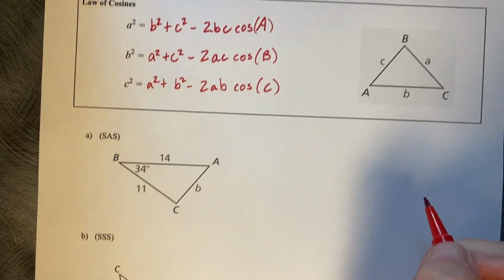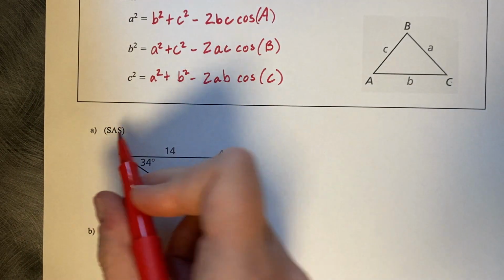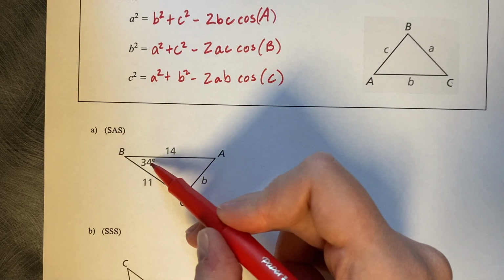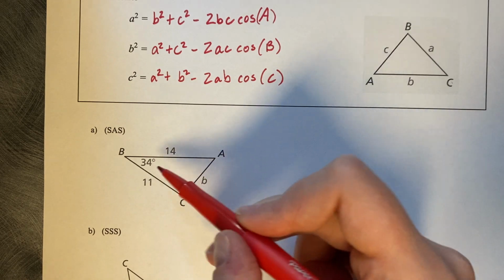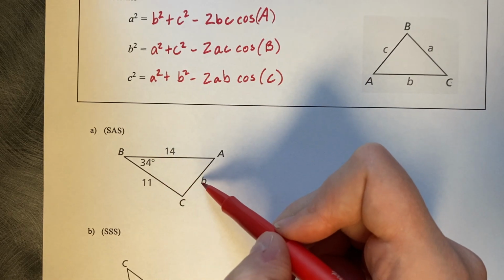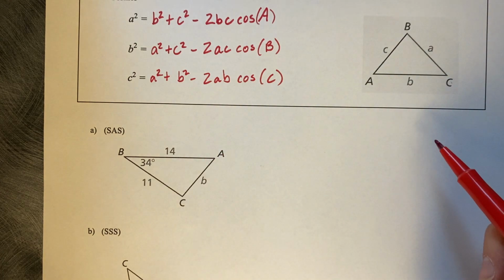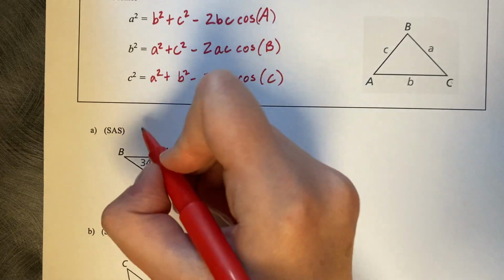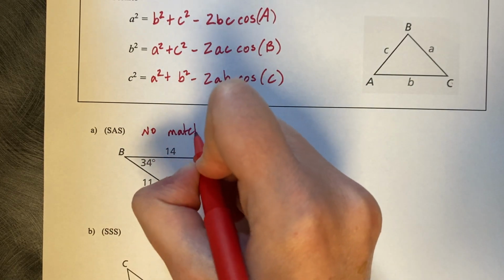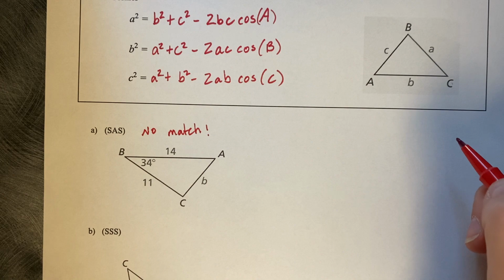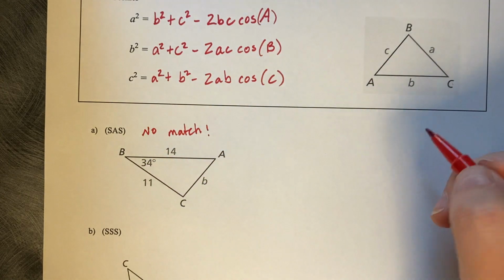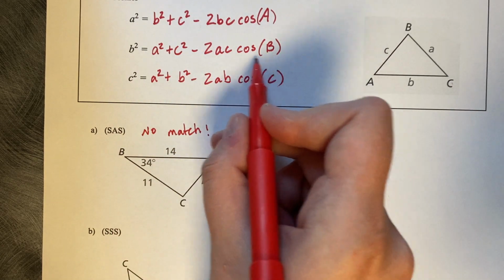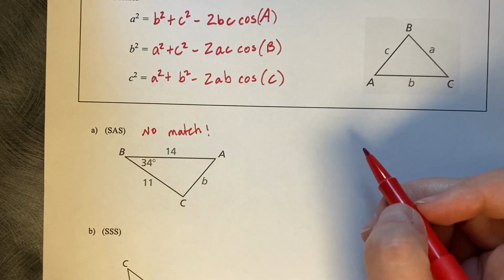Now, how do you use it? Let's try these examples on. This is the SAS example, a side angle side. How you use this is that you would like to have a match. If you could have a match between 34 and B, you could use law of sines to finish solving this triangle. Right now, we have to use law of cosines because there's no match. So that's how I know it's going to be law of cosines. There's no match between an angle and a side. But we would like side length B, so we can use this formula here.